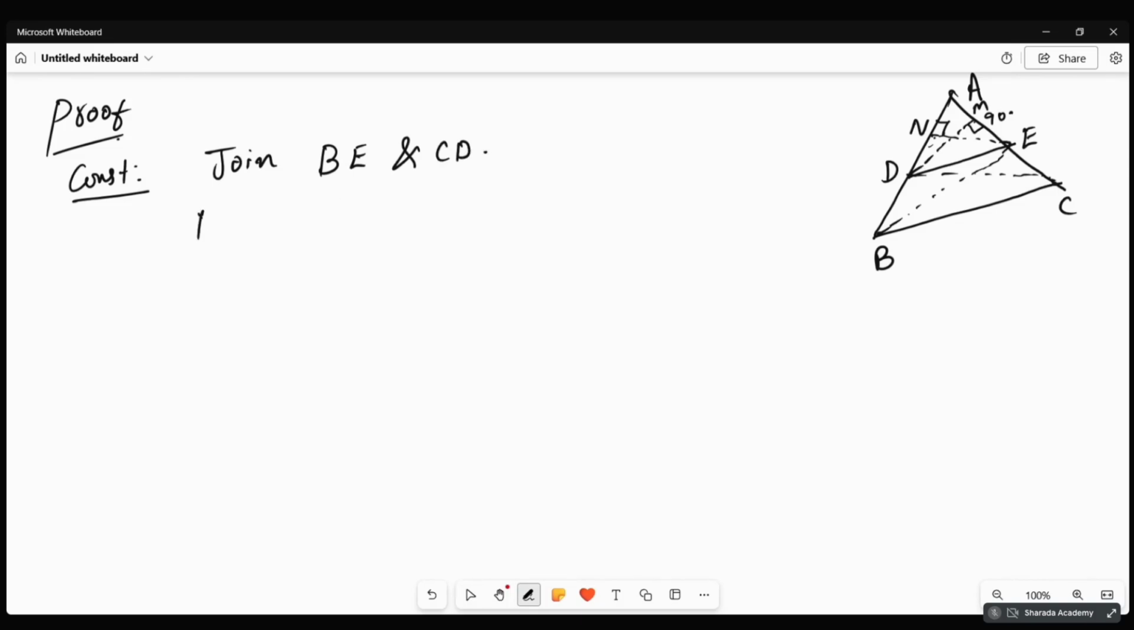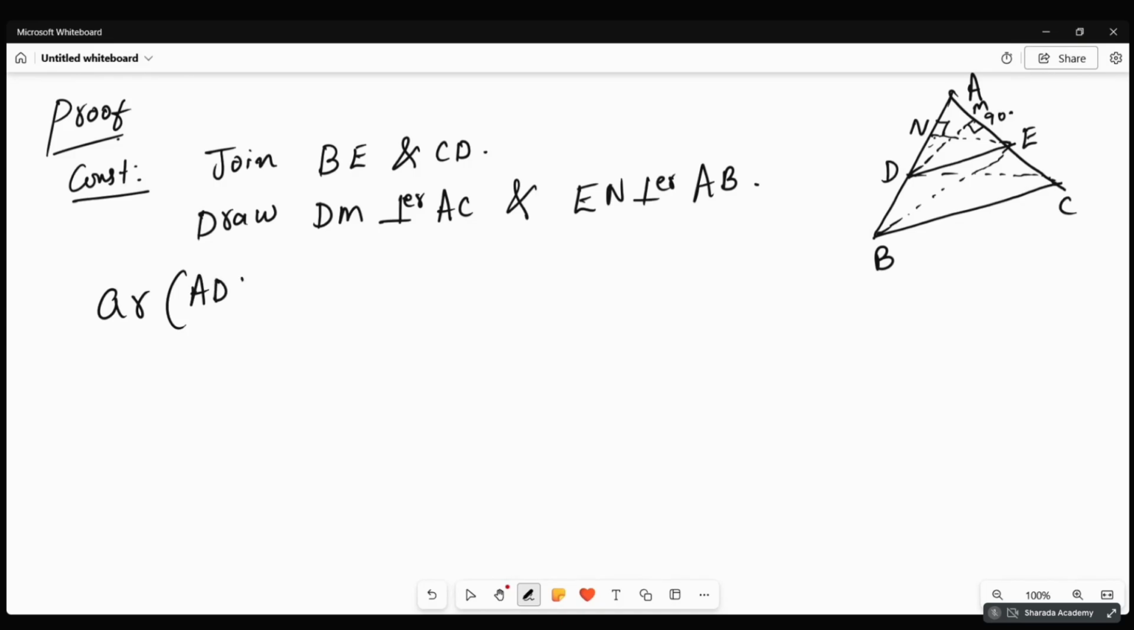Next, draw DM perpendicular to AC and EN perpendicular to AB. These things we have done. Now we will try to find the area. Write down the area of ADE. ADE is a triangle. So the area of a triangle, how will you take it? Half into base into height.